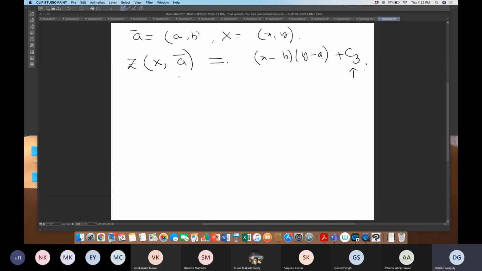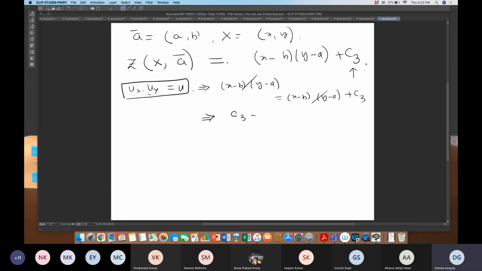We know that this will solve the equation ux into uy equal to u. If z satisfies ux into uy equal to u, then x minus b into y minus a is equal to x minus b into y minus a plus c3. Just z of x comma a bar satisfies this equation. If you substitute zx zy is equal to z, then you will end up with this equation. These imply c3 is, provided these are non-zero, c3 equal to 0.